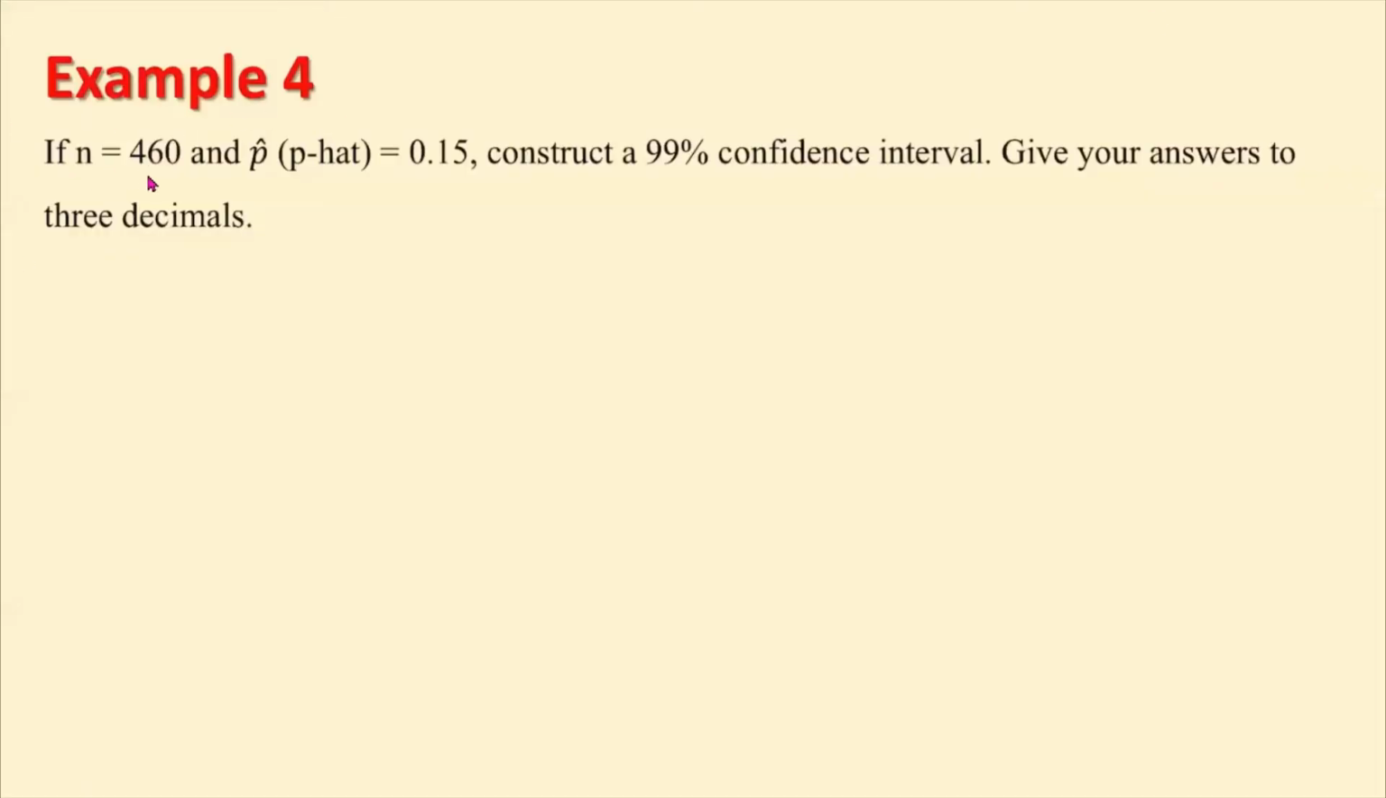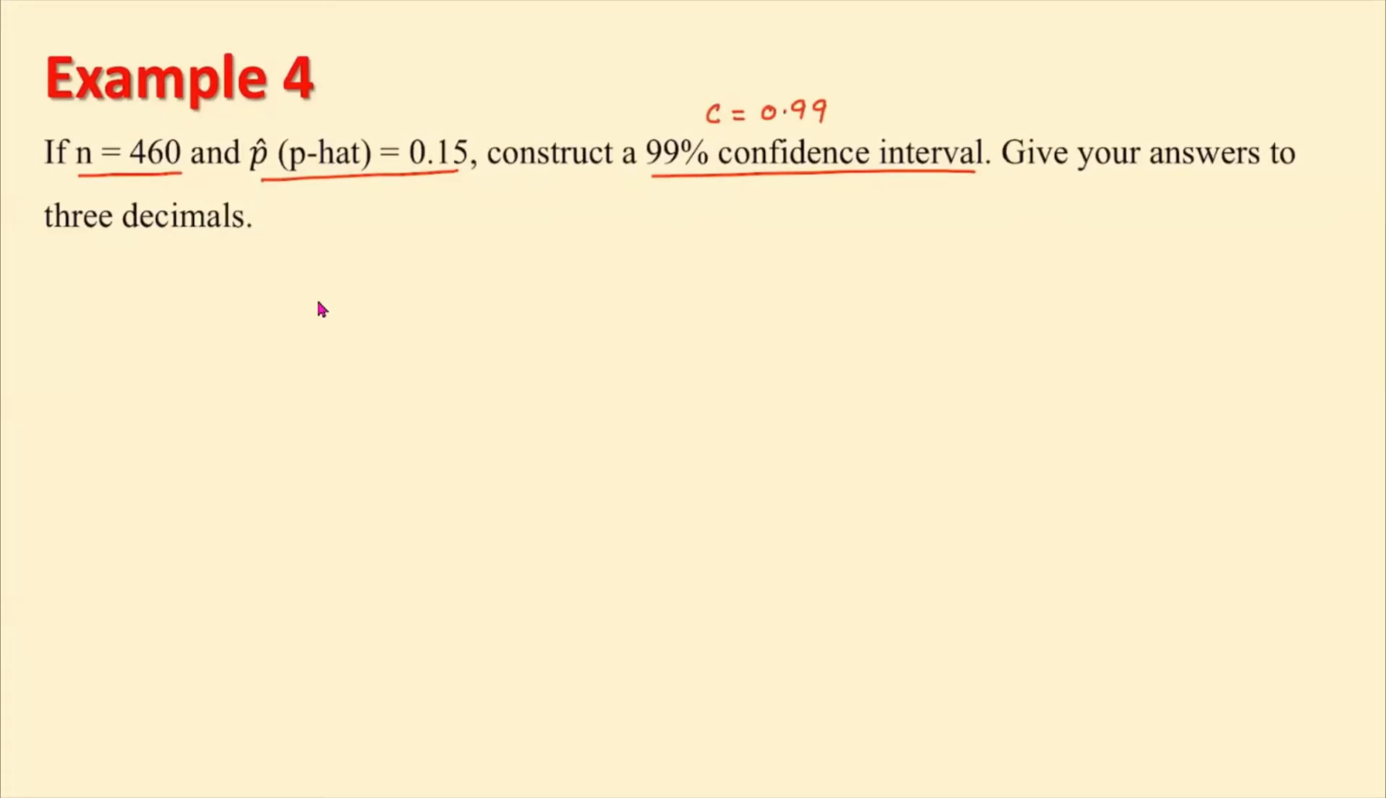Example 4. N is equal to 460, P hat is 0.15, and we are asked to construct the 99% confidence interval. So we are actually constructing the confidence interval here, and we are asked to write the answer up to 3 decimal places. Here the value of C is 99%, as you can see, so the value of C is 0.99.